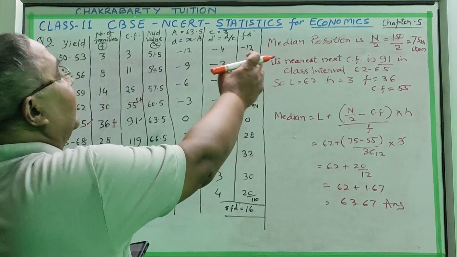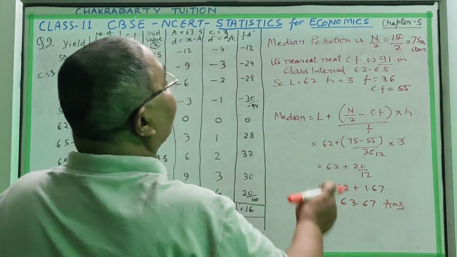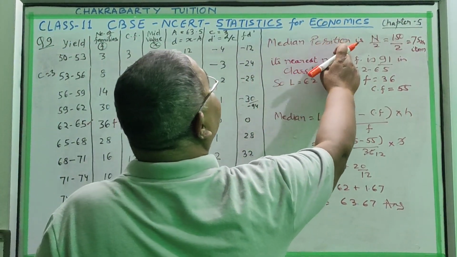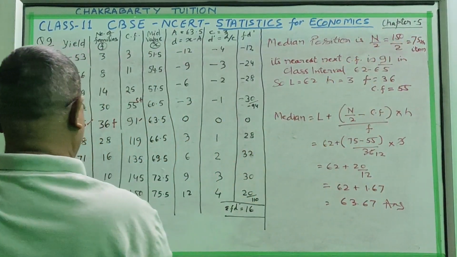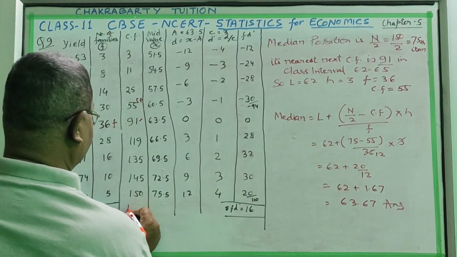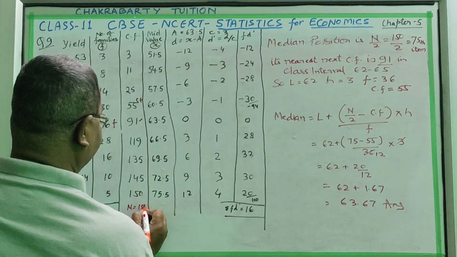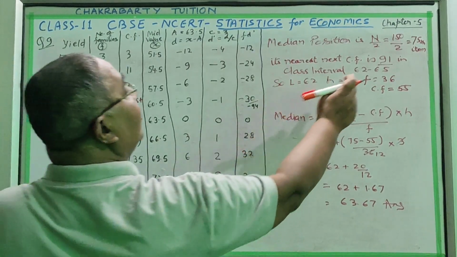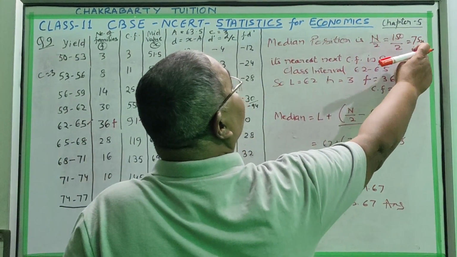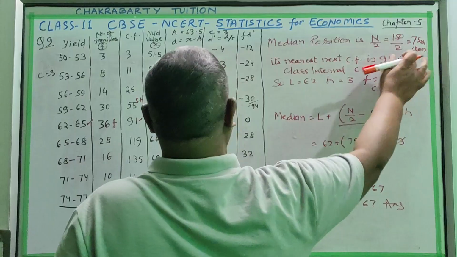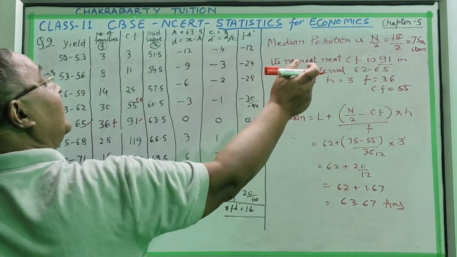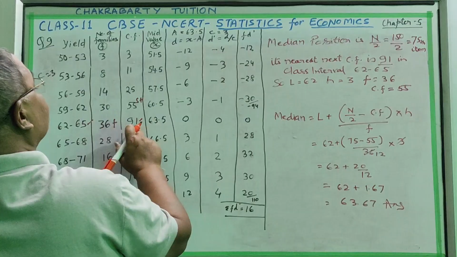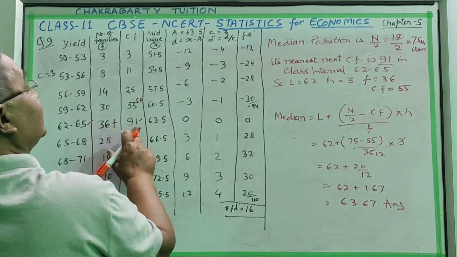Now to find the median position, we have discussed earlier also what we do. We find the median position. Median position is n upon 2. So here n equal to 150. So 150 by 2, the 75th item is coming. Now you see in the cumulative frequency where this 75th item is there. So the 75th item is 91.